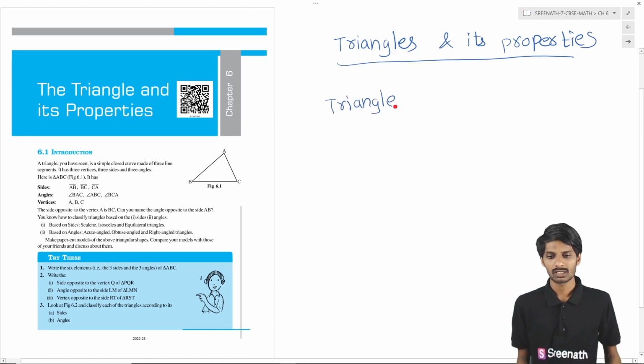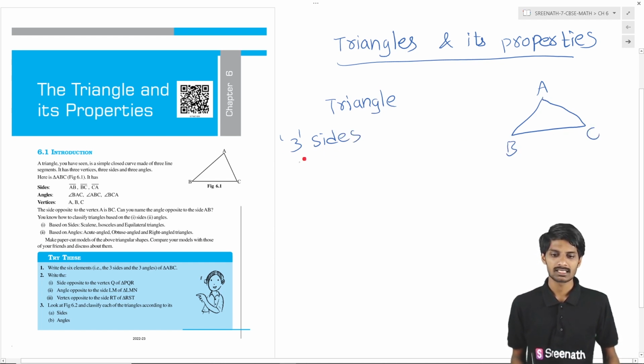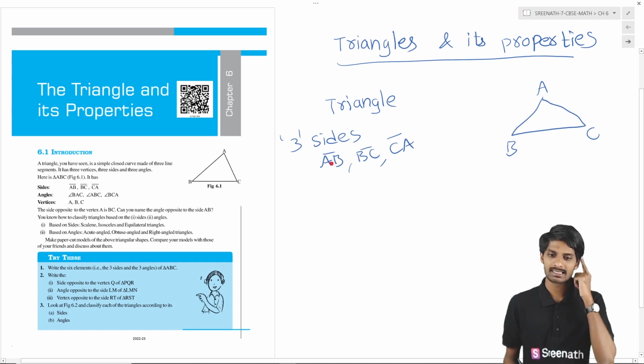We know a triangle has three sides. Suppose this is a triangle ABC, so how many sides is it having? Three sides. AB is one side, BC is another side, CA is another side. We know, students, how to represent a side as a line segment.